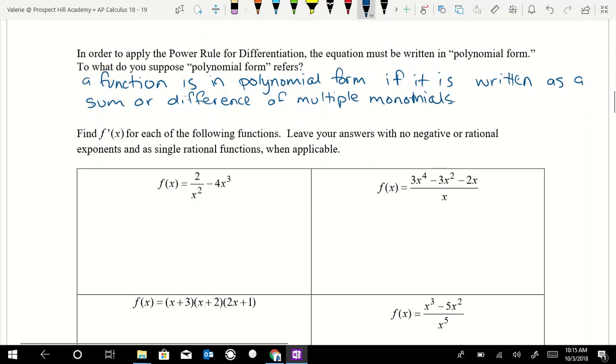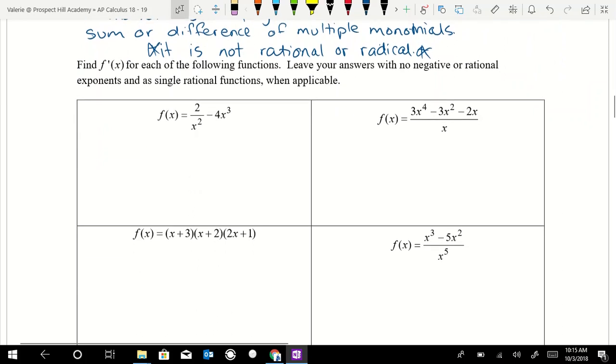Polynomial form does not include rational or radical. So the important thing about polynomial form is that if there have been rationals or radicals written, you have rewritten them so that they are in polynomial form. So we're going to do a few problems together so that you can understand what that means.